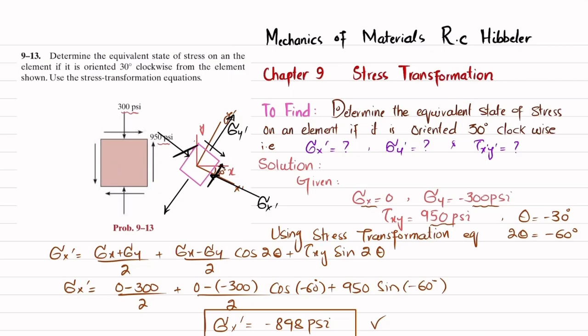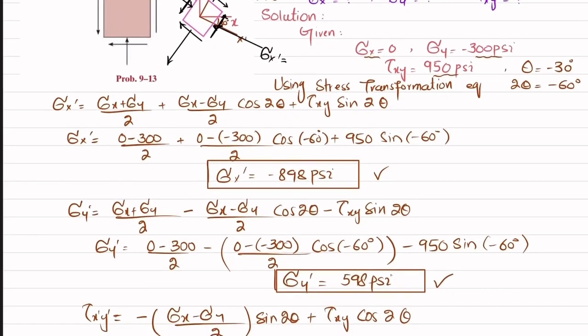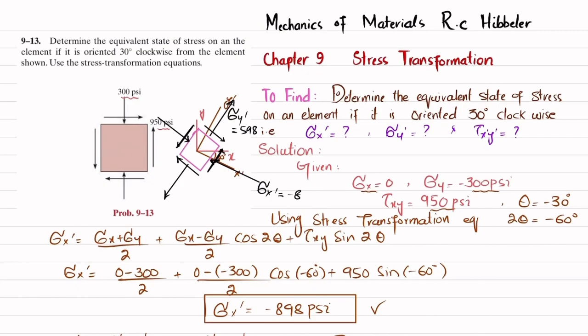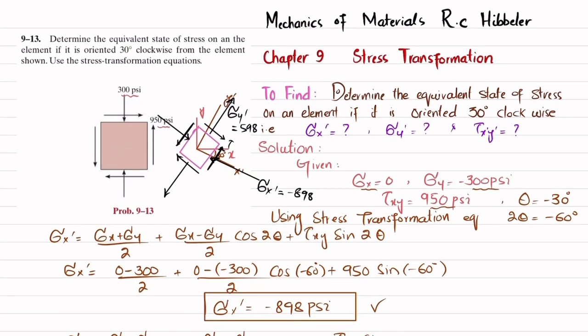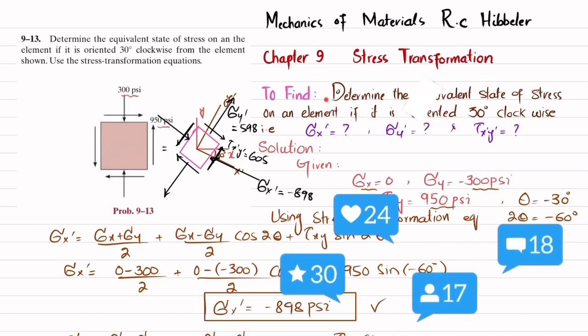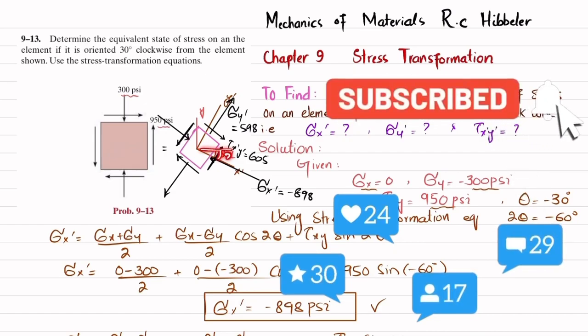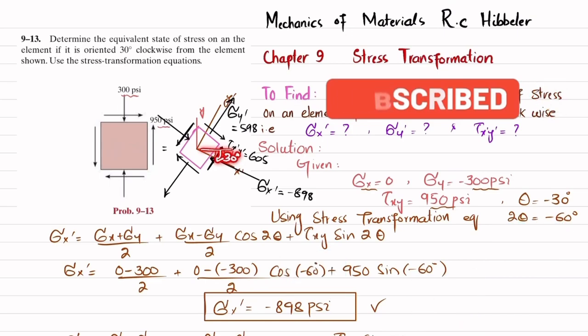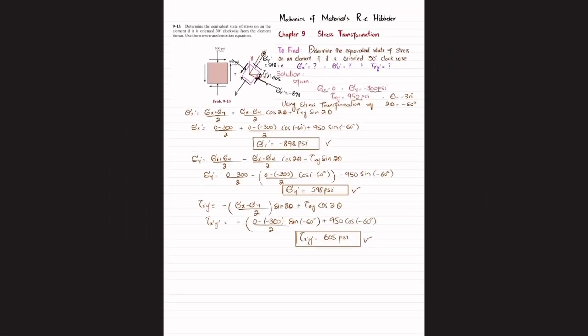Clear? It will be like this. So you can place the values: sigma y dash is 598 psi, sigma x dash was minus 898, and tau of x dash y dash will be equal to plus 605 psi. So this is the equivalent state of stress when this element is rotated 30 degrees in the clockwise direction. And that was all about this problem 9-13.